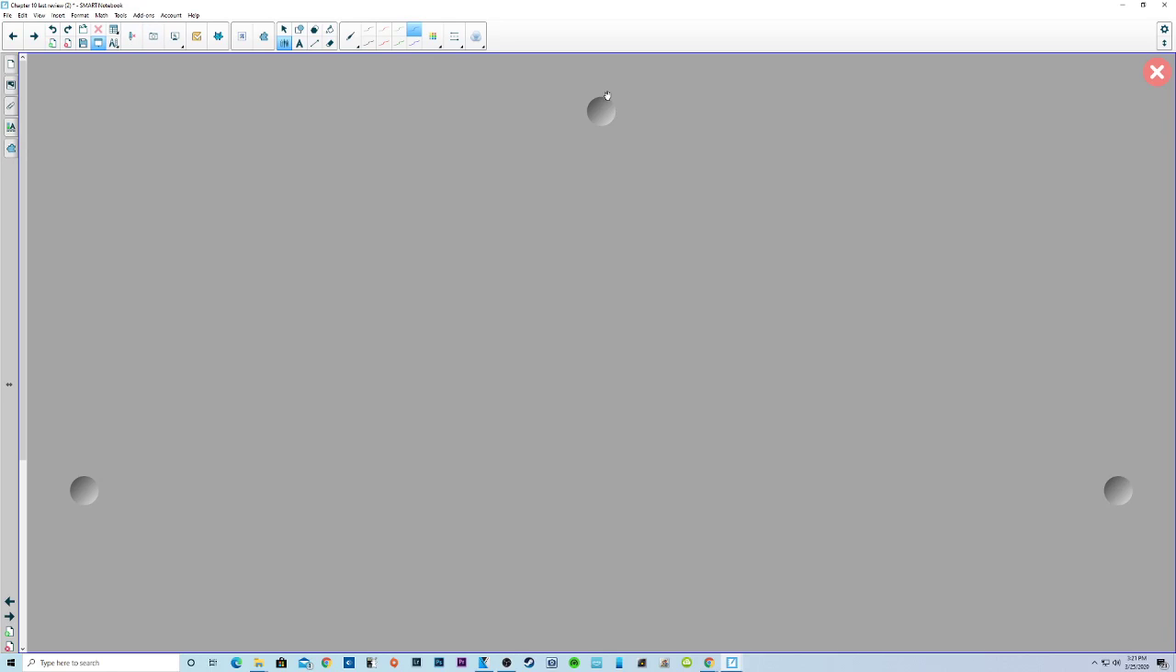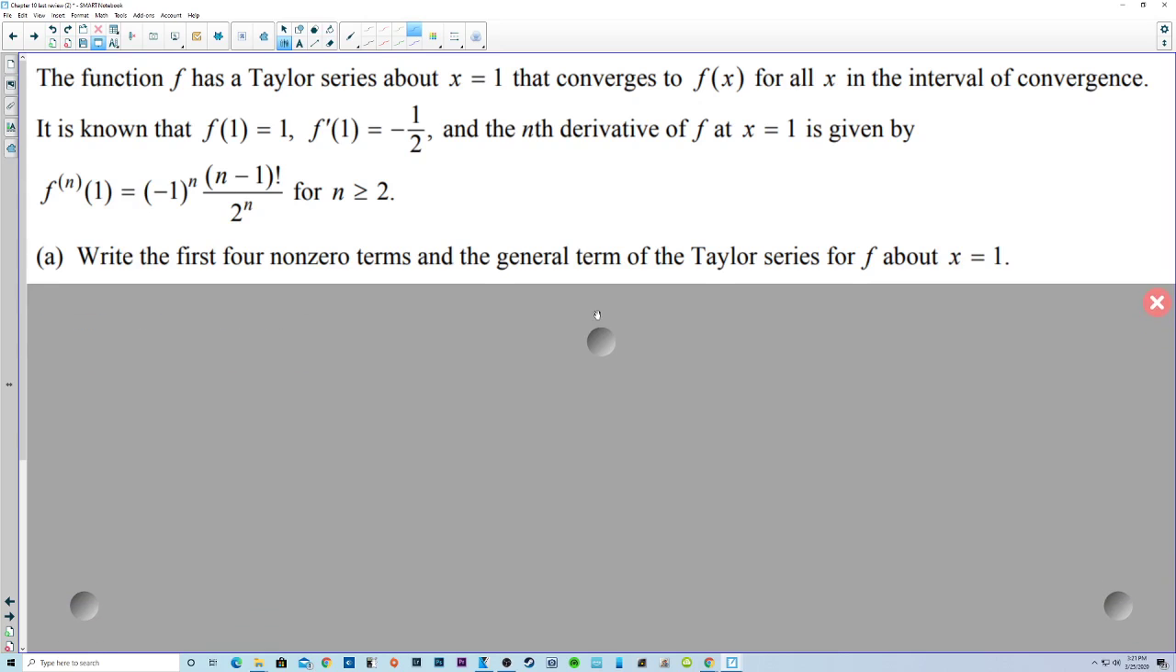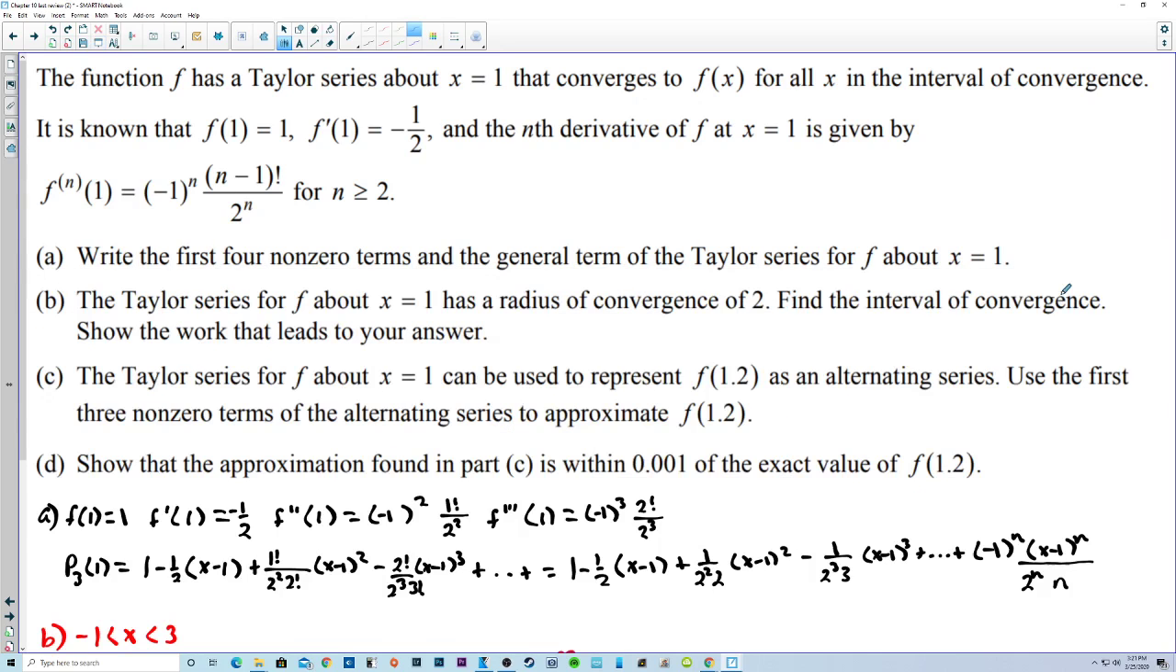Let me shade it so that we can see each part one at a time. Oh, I guess I got to go. I put the work down at the bottom. A, write the first four non-zero terms in the general term of the Taylor series for f about x equals 1. So here's the givens, the 1 and the negative 1/2.